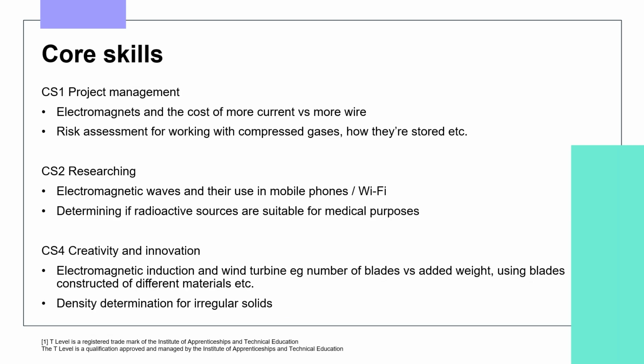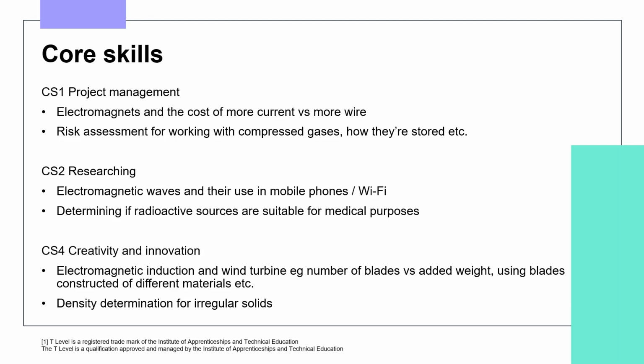For the core skills, here's a few suggestions for embedding them. So project management and making financial forecasts could involve giving students some costs for lengths of wire and for cost of electricity, and students are to decide whether it's better to use more wire or more current when making an electromagnet.